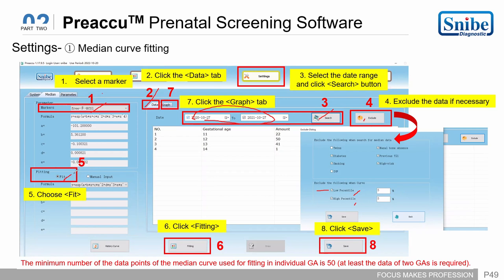So the manual fit is not required. You can click the fit, and then you can click fitting. Once you have clicked the fitting, you have to click the graph. Once you have clicked the graph, then you have to click the save. So the minimum number of data points of the median curves used for fitting the individual gestational age is 50. So at least the data of 2 GAs is required.